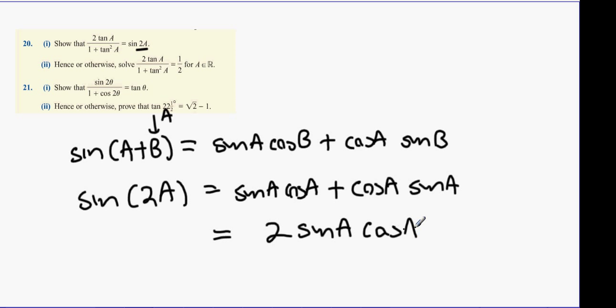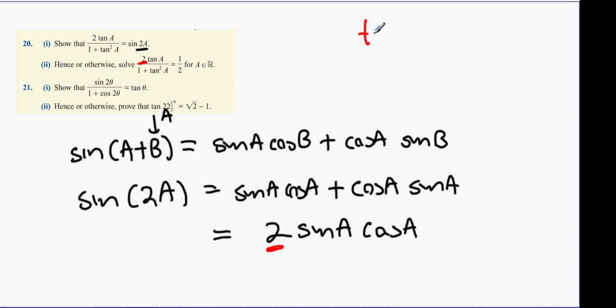Now I'm looking at this and I have the 2 that I'm looking for, okay, but what I don't have is the tan A and the 1 plus tan squared A, so I had to figure a way around that. So the first thing I'm going to do is divide. If I divide, I also have to multiply. Do you understand? If I pick something to divide it by, I also have to multiply it.